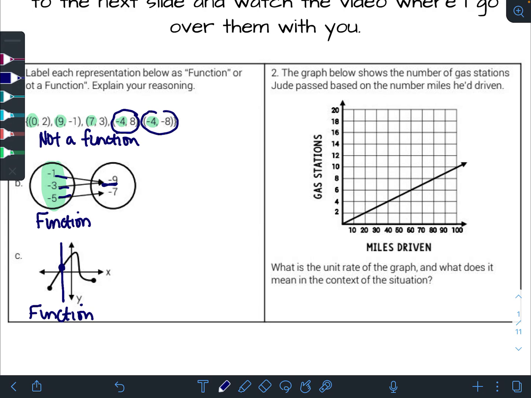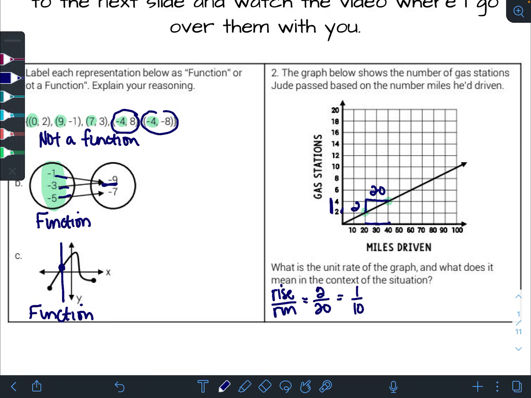Now to find my rate of change on my graph, I'm going to pick two spots where it hits a crosshair, and then I am going to do rise over run. So I'm going to go up, and if you notice, my scale over here is going by 2s, so I'm rising 2, and my scale over here is going by 10, so I'm running 20. So I rise 2 over 20, which simplifies to 1 over 10.